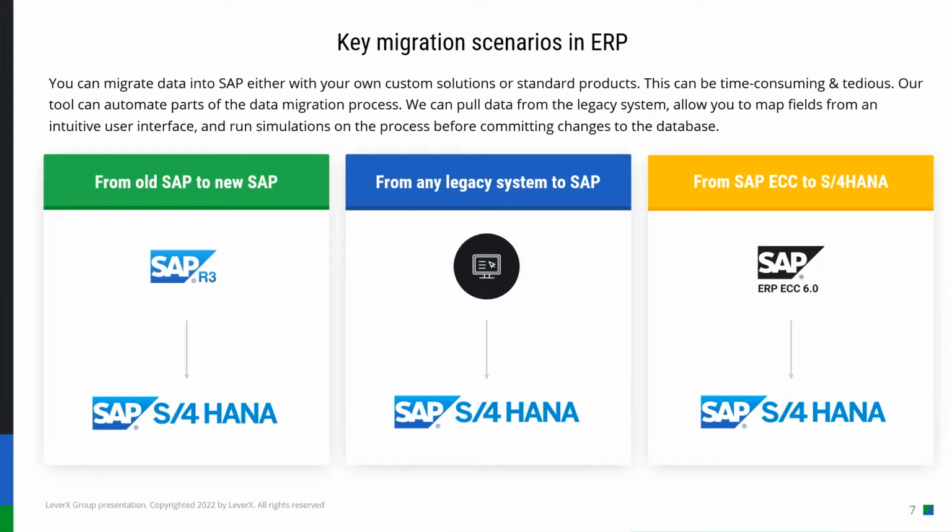So, a couple of key scenarios that you might have when you're doing data migration. You might be moving from an old SAP system to a new SAP system, like R3 to S4HANA. You might be moving from a legacy system to SAP. Oracle Agile is a big one lately that we're seeing. You might want to move to S4HANA. And also we can migrate from SAP ECC to S4HANA.